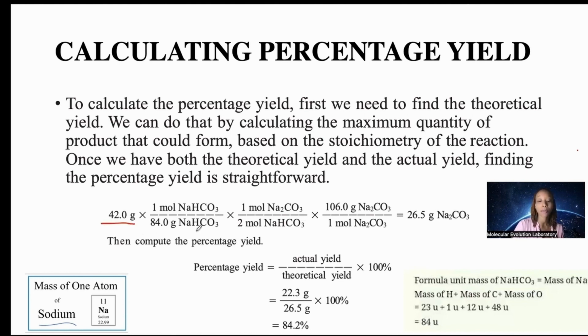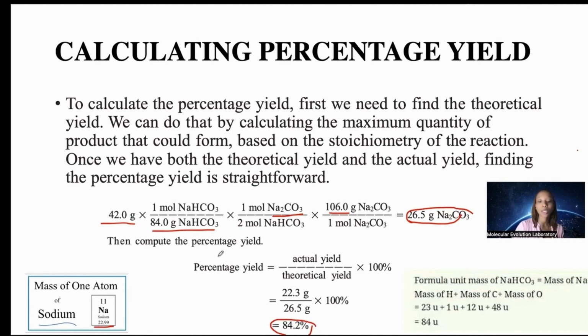The 42 grams of sodium bicarbonate is equivalent to 84 grams per mole. The product, which is sodium carbonate, is 106 grams per mole. This basically gives us 26.5 grams of sodium carbonate. So this is basically 26.5 grams sodium carbonate theoretical yield. So the actual yield, which we already know was 22.3 grams, divided by the 26.5, basically gives us a percentage yield of 84.2%.